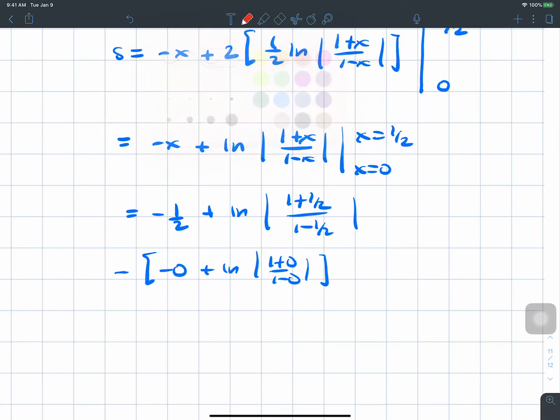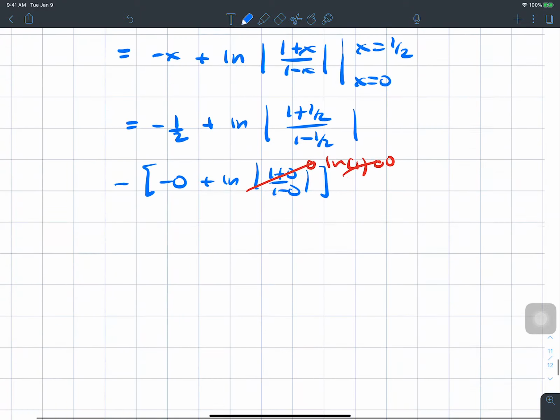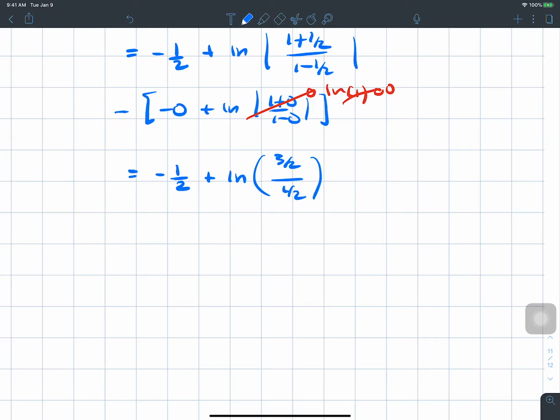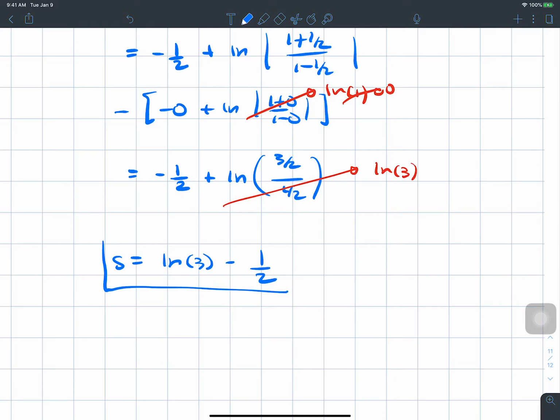I want to point out to you guys that this portion here is going to be the natural log of 1, which is 0. So altogether, negative 1/2 plus the natural log of 1 plus 1/2 gives you 3/2. 1 minus 1/2 gives you 1/2. And 3/2 divided by 1/2 is actually 3. So this portion here becomes natural log 3. And so here's my arc length. It's the natural log 3 minus 1/2.